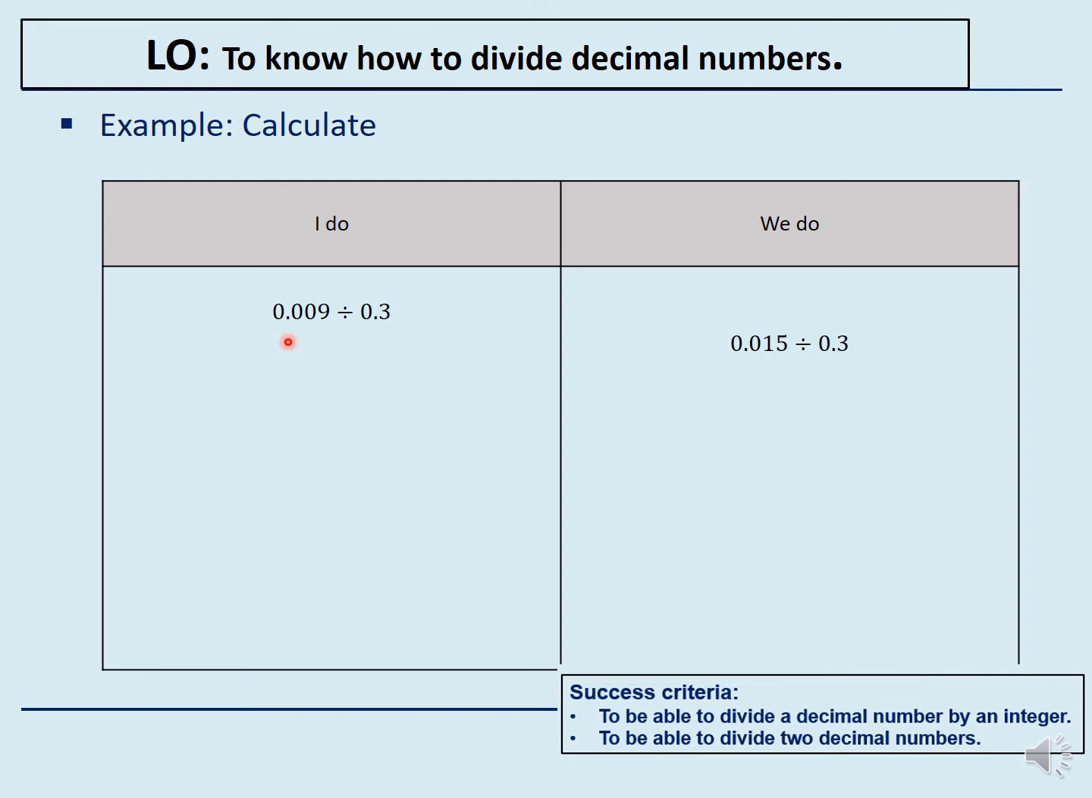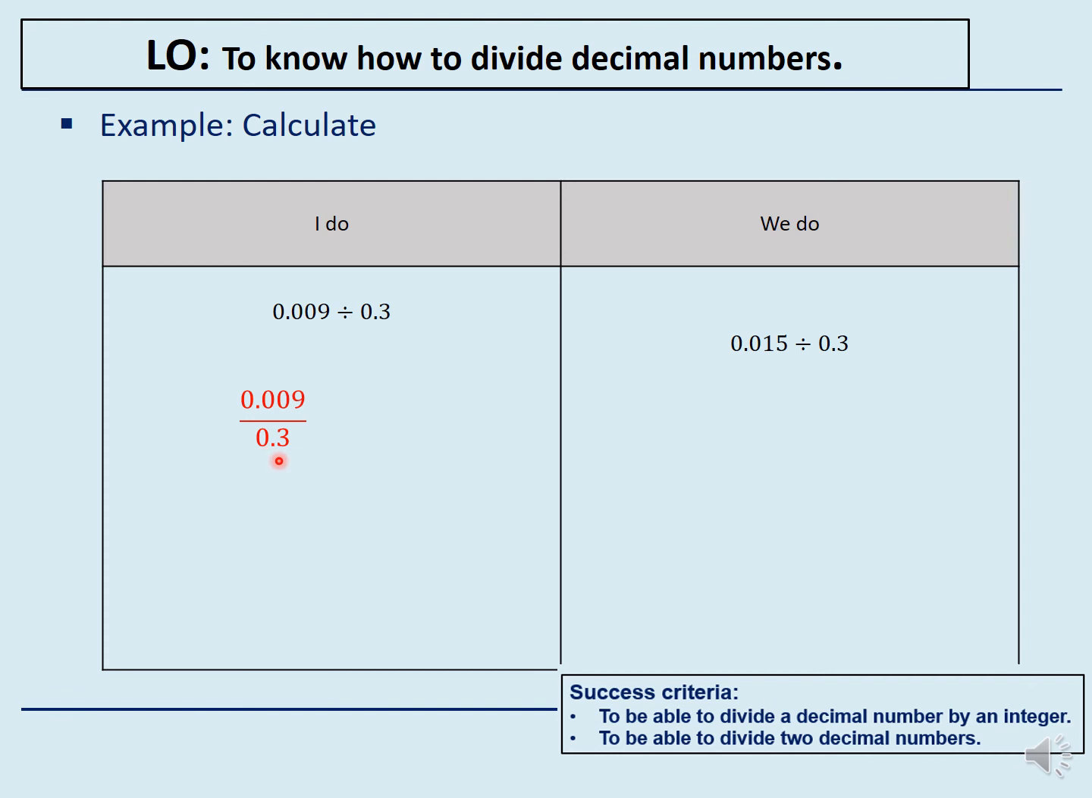Still, I'm dividing a decimal number by another decimal number. So again, the divisor is a decimal number. So I know that I need to follow those steps. But these are slightly different from what we've done in the previous slide. But let's follow those steps. The first step was to write them as a fraction. So if I write them as a fraction, I have 0.009 divided by 0.3.